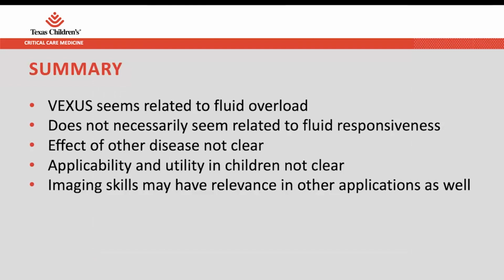So in summary, Vexus seems related to fluid overload. Does not necessarily seem related to fluid responsiveness. It's an important thing to mention. Some of the emerging literature that's coming out does make a distinction in saying that just because you have a high Vexus score doesn't mean you're not fluid responsive, which goes along with the logic that sure your liver might be congested, but you're still not there on your Starling curve in terms of being beyond what a test of volume would help you with.